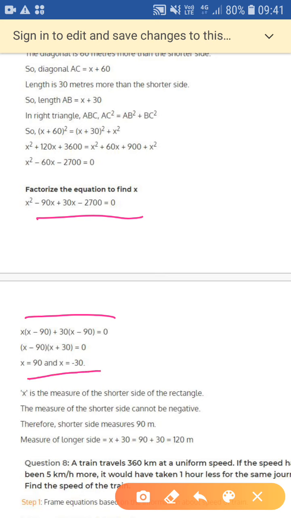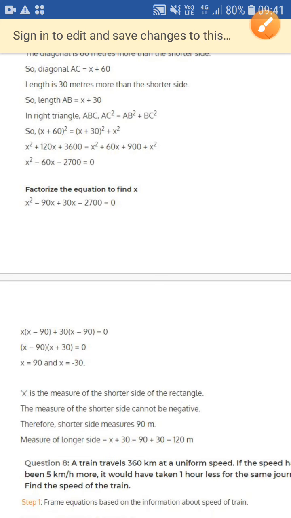So it gives us x equals 90 and x equals minus 30. Because the length of a side cannot be negative, we reject the value minus 30 and take the other value, 90, to be the shorter side of the rectangle, and the longer side comes out to be 90 plus 30, that is 120 meters. In this way we have found the length and the breadth of the rectangle.